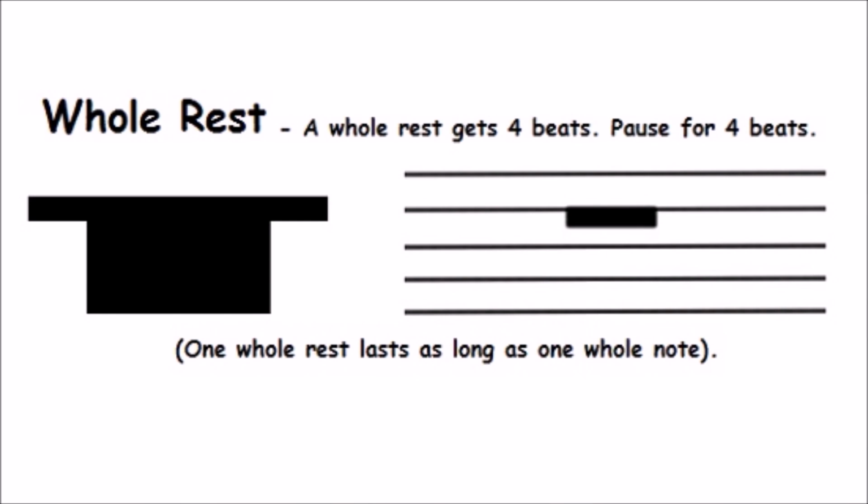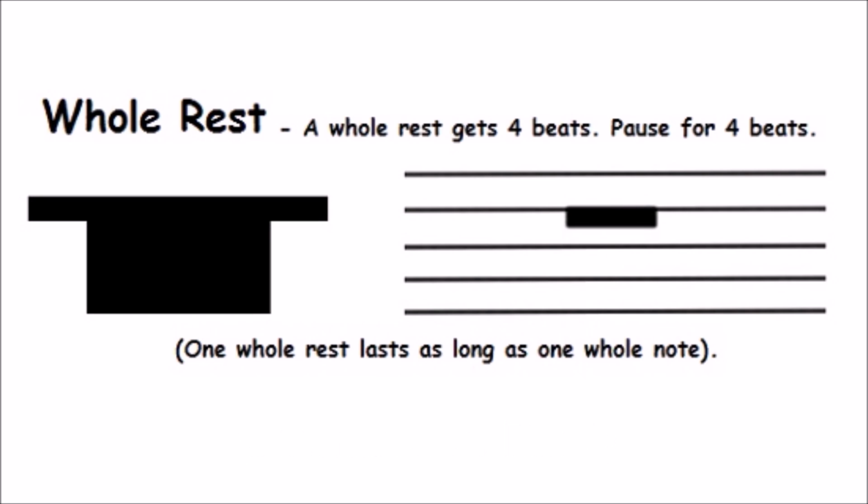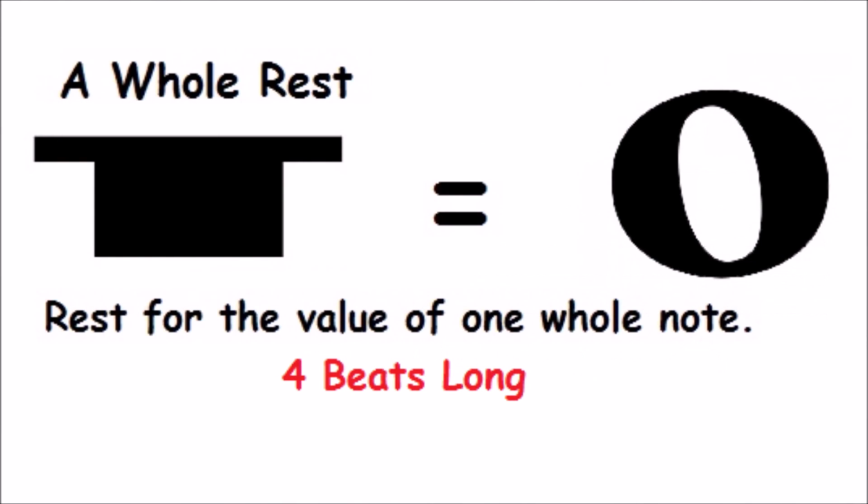A whole rest or semibreve rest looks like a dark rectangle attached to a bar line facing downwards. It hangs from the 4th line. Some say that this rest looks like an upside down hat. Like a whole note, a whole rest has a value of 4 beats or counts.